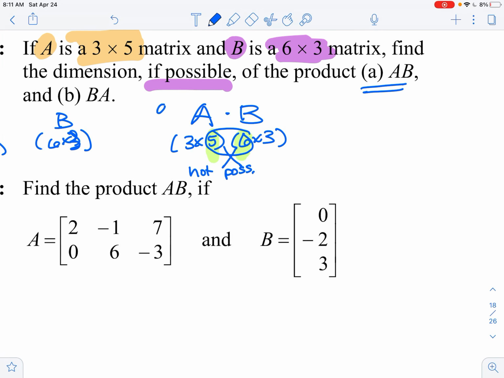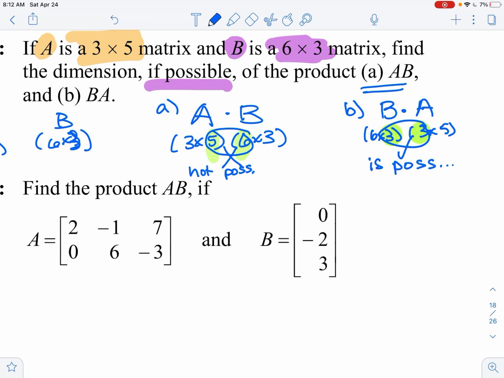Okay, that was for part A. Part B says, is matrix B times matrix A possible? Let's see. Remember, matrix B is a 6 by 3, and matrix A is a 3 by 5. Does this column equal this row? The answer is yes. So this is possible.